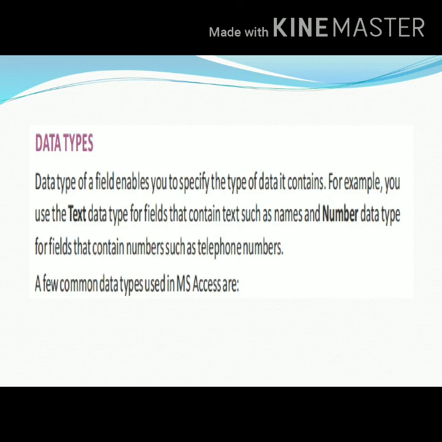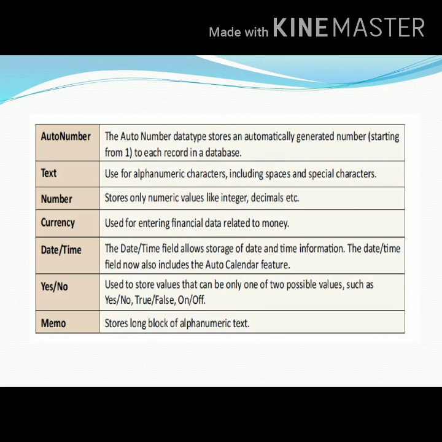So for example, the text data type for its fields can contain text such as names. Number data types, same thing goes with the numbers, telephone numbers for example. So there is a table you can see here, children, that is auto number. The auto number data type stores an automatically generated number starting from 1 to each record in a database. When you enter the database in a datasheet view, automatically the auto number will be entered.